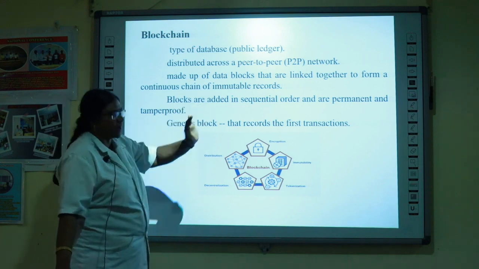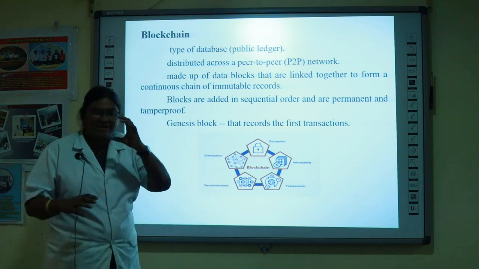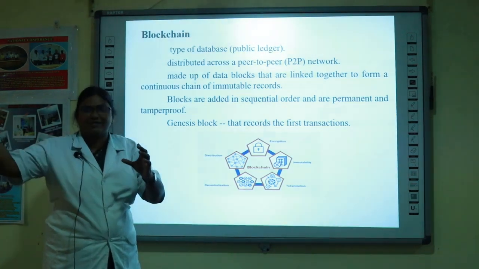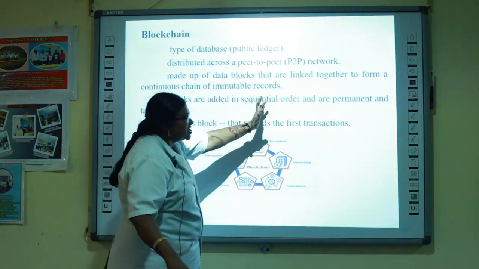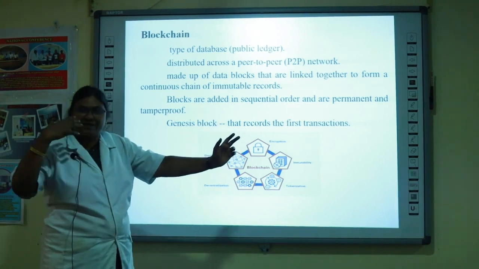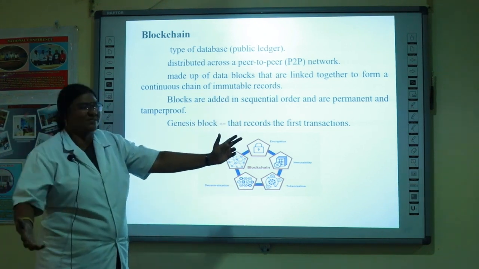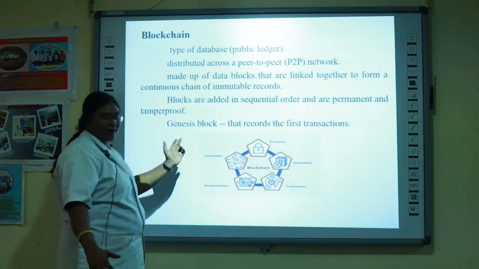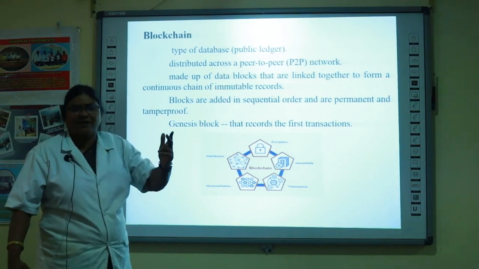It is made up of data blocks, which are linked together to form a continuous chain. So if I create one block, I can add it to the corresponding block, and the data will be sent to the corresponding persons. The order in the chain is sequential and permanent. If I want to transfer an amount once again to the same person, I can take the same blockchain and transfer the amount to them once again. So the blocks you have created are permanent, as well as tamper proof. Already I told you, tamper proof means everyone knows your information.